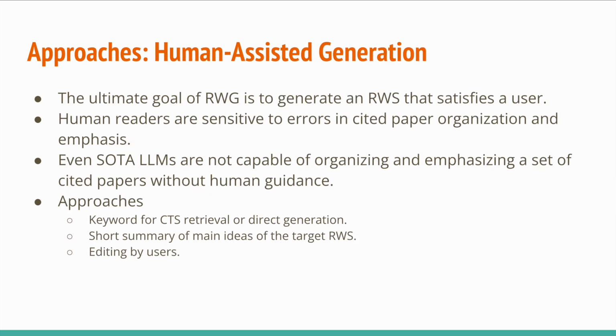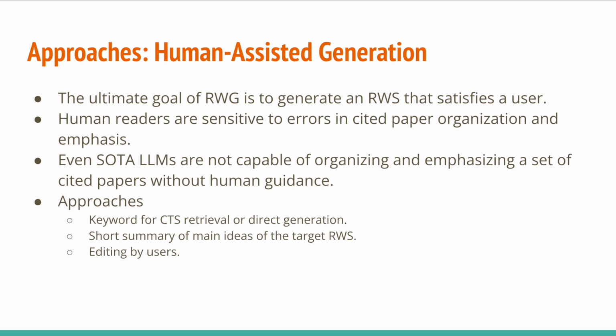Finally, the ultimate goal of related work generation is to generate a related work section that satisfies a user. Human readers are sensitive to errors in the cited paper organization and emphasis. However, even SOTA LLMs are not capable of organizing and emphasizing a set of cited papers without human guidance. Therefore, human-assisted generation becomes crucial.